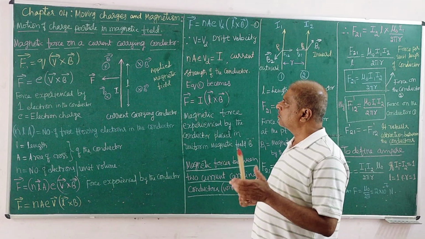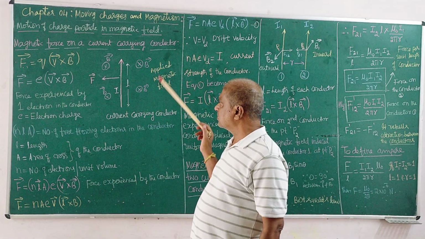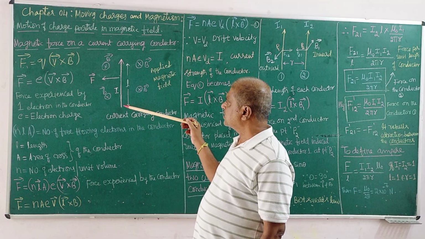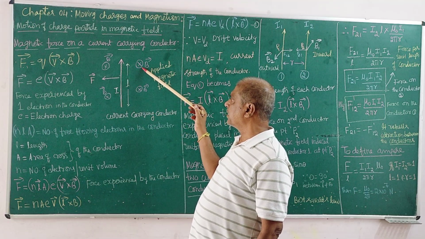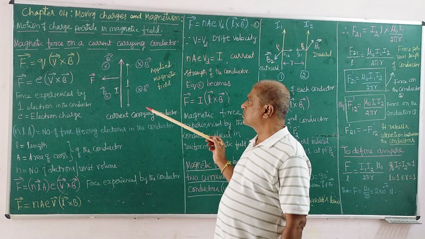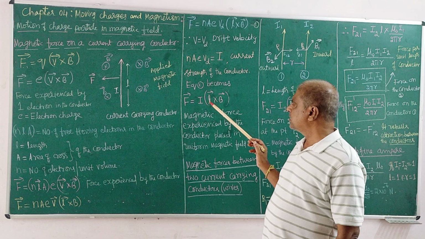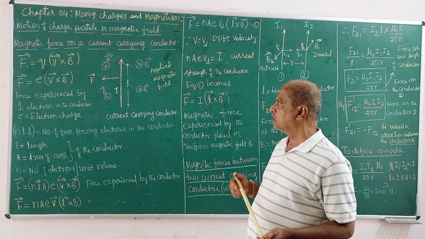And the direction we need to understand in this interaction. What is the interaction? Interaction between the moving charges and the magnetic field applied. Direction of the force, which you understood using Fleming's left hand rule.